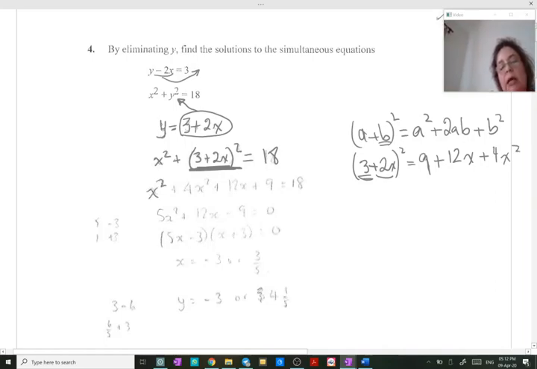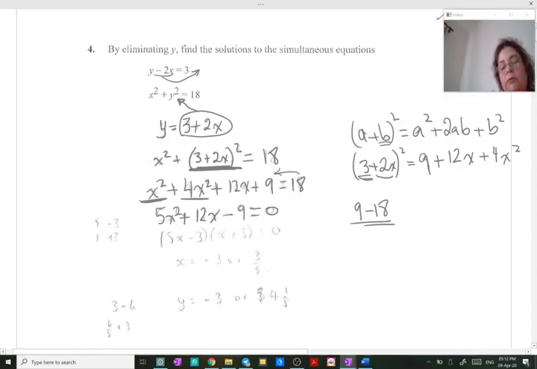So we write it as x squared plus the expansion that we just did, equals 18. Now we take 18 to the other side so that we would have an equation equal to 0, and we would get 5x squared, because 1x squared plus 4x squared is 5x squared, plus 12x is alone, and then when you take the 18 to the other side, it would become 9 minus 18, and this would give me minus 9 equals 0.